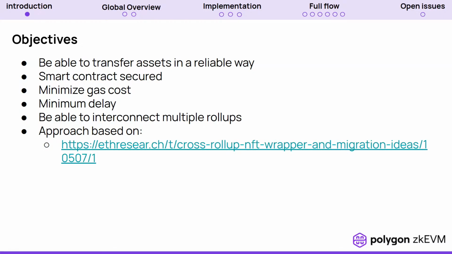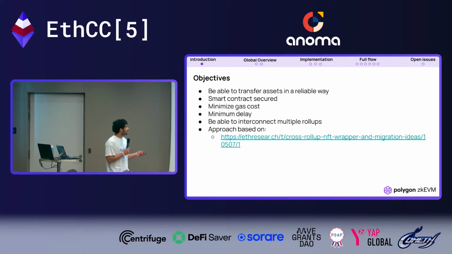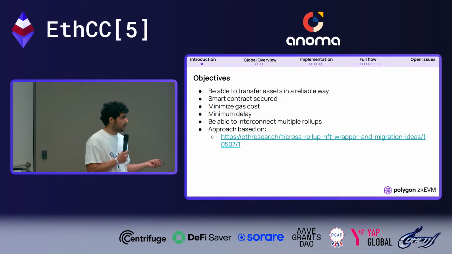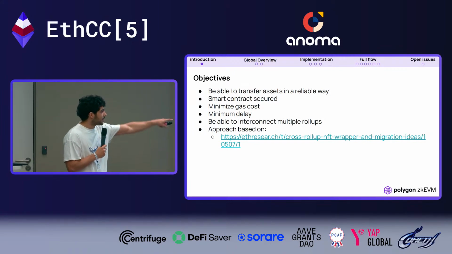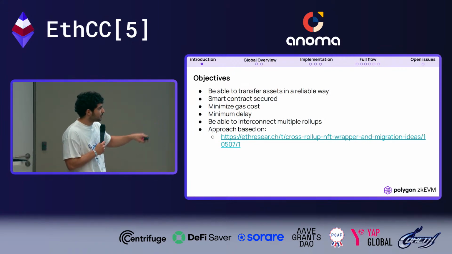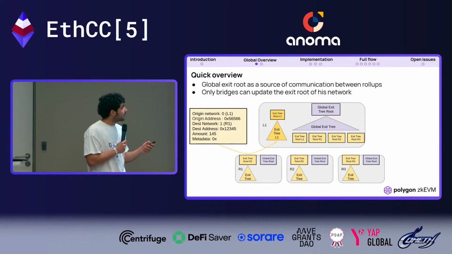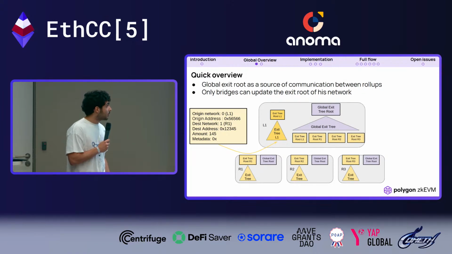First of all, the introduction. Basically, what we want to build is a bridge that is able to transfer assets in a reliable way, smart contract secured, and minimize the gas cost and the delay. Our approach also attempts to interconnect multiple rollups using the same bridge. This approach is based on this Ethresear.ch post made by Vitalik and a discussion between Vitalik and Jordi Baylina. If you want to check it out, I recommend it. It's very interesting. So let's put it in a quick overview.